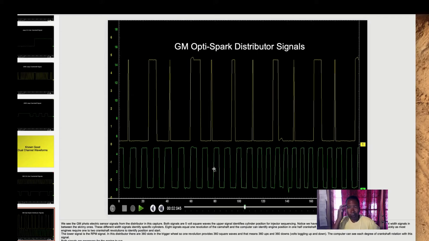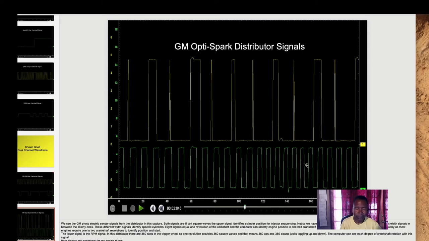This is actually the RPM signal. Inside the distributor, in this particular case, there are 360 slots on the trigger wheel. One revolution provides 360 square waves. The computer sees each degree of rotation of the crankshaft. So this is my RPM signal down here.